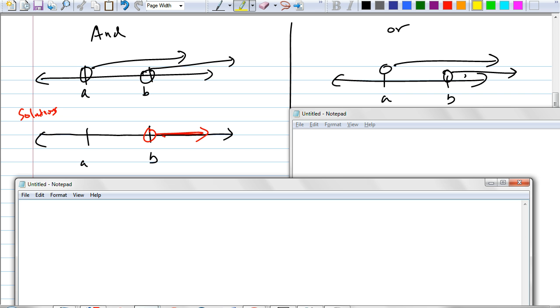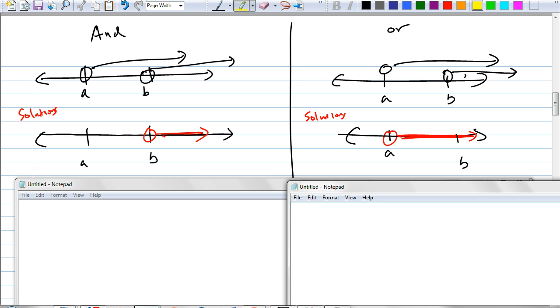Okay, who could tell me then for "or"? What would this be? Now, "or" means I want a solution for both of them, all included, right? So Amanda, what would that look like? You would color everything between the A and after. A and after? To the right. To the right, exactly right. Because I want to include a solution for both. That's what that looks like.